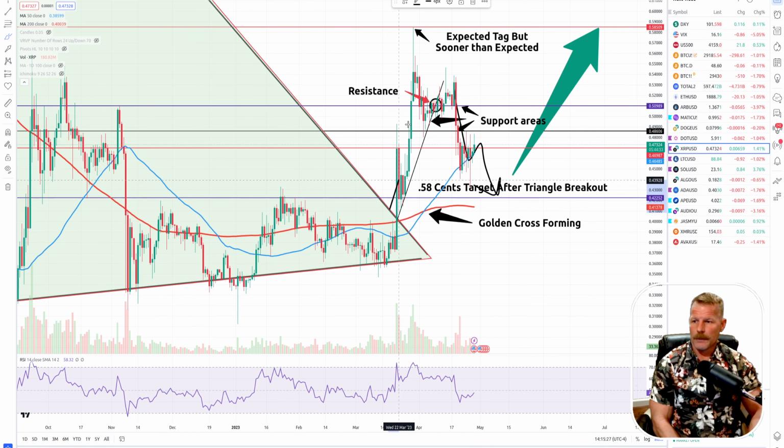And we have an M pattern here. Lots of signs showing us that we're coming back down to that 42 cents area. So hold patient on that one.